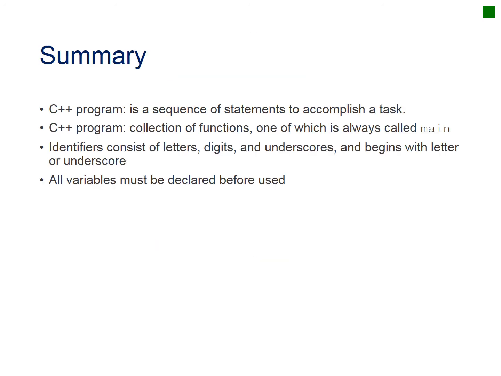We have learned that a C++ program is a sequence of statements to accomplish a task. A C++ program is a collection of functions, one of which is always called main. Identifiers consist of letters, digits, and underscores, and begin with letters or underscores. And all variables must be declared before being used.